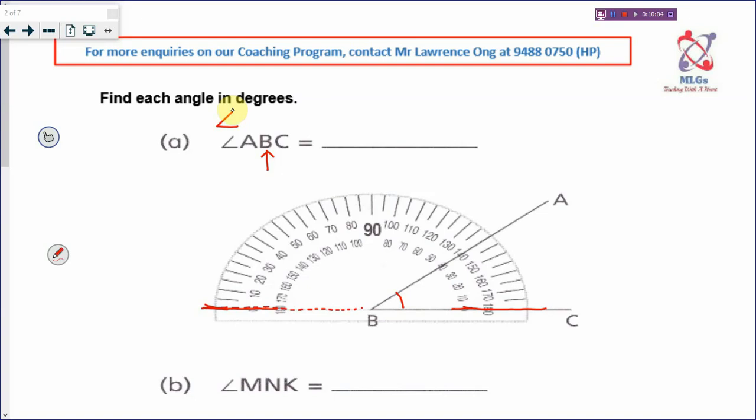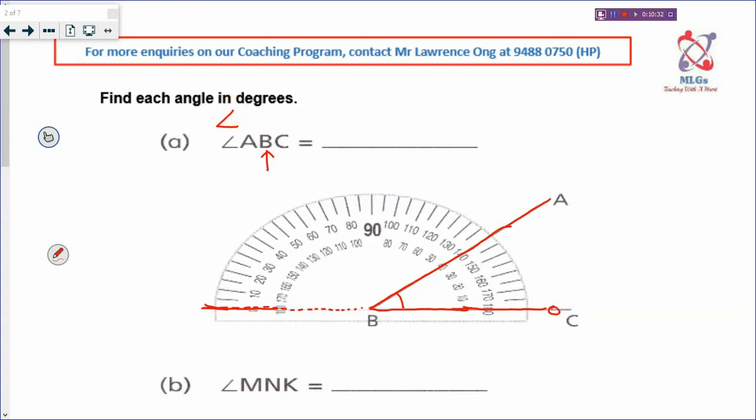But where are the two straight lines? The two straight lines are on the other side. Can you see there's one straight line, and then there is another straight line, and these two straight lines form your angle, right? So you should be looking at the 0 on the same side as the straight line. All right, the dark straight line, the red line. So you should be looking at the 0 on this side.